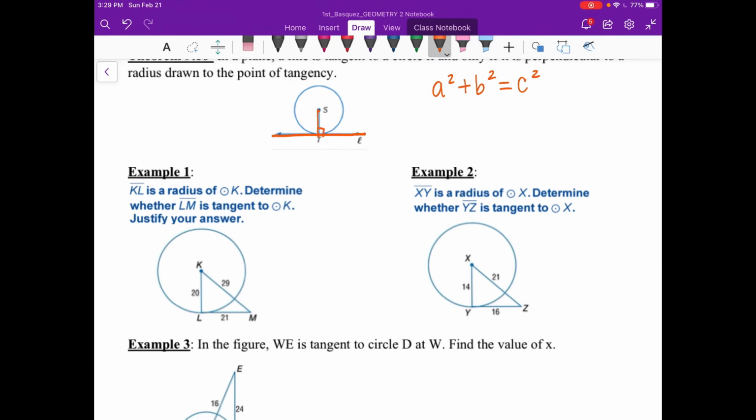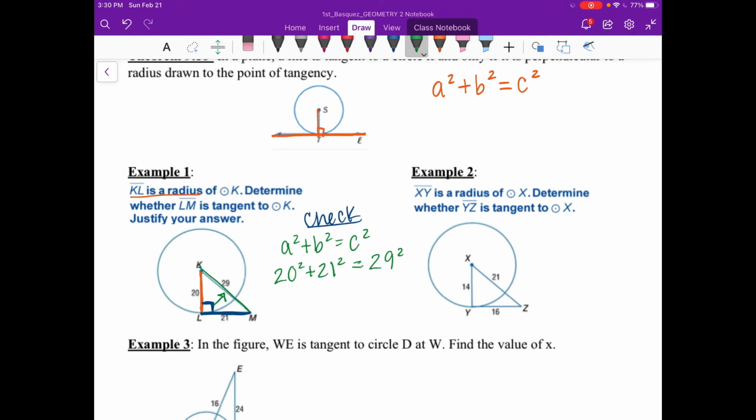So examples 1 and 2, we are told that KL is the radius. Determine whether LM, so this side, is tangent to circle K. In order for this to happen, this would have to be a 90-degree angle. So here's how I'm going to check to see if this is true. I'm going to do the Pythagorean theorem, a squared plus b squared equals c squared. In this case, my a is going to be 20 and my b is going to be 21. The only one that matters here is going to be the c value. That's always the longest, and it's always across my potential 90-degree angle.